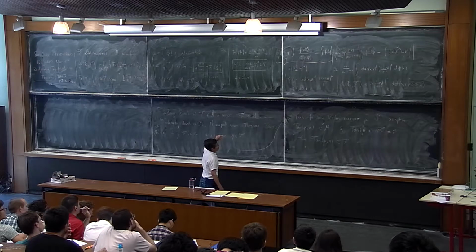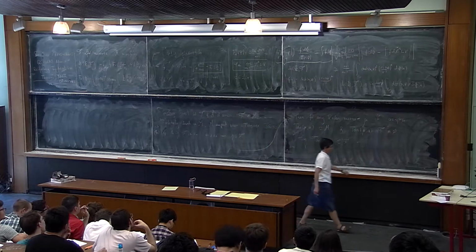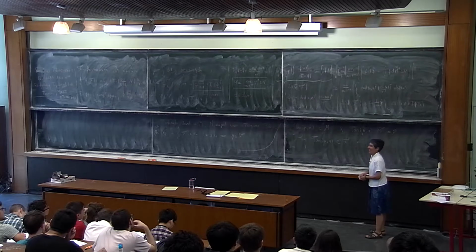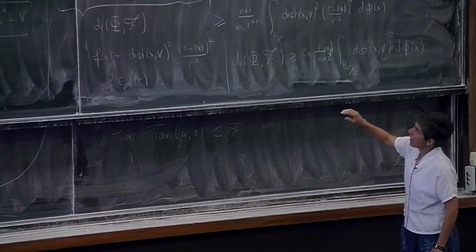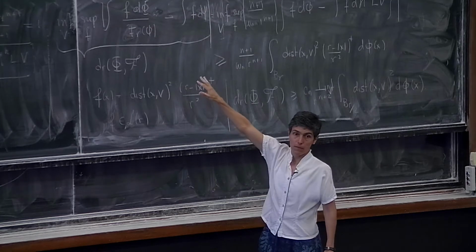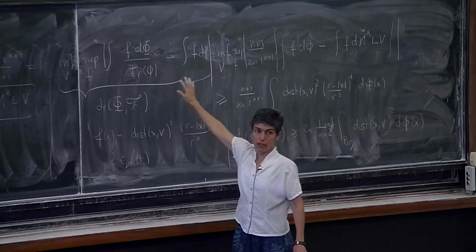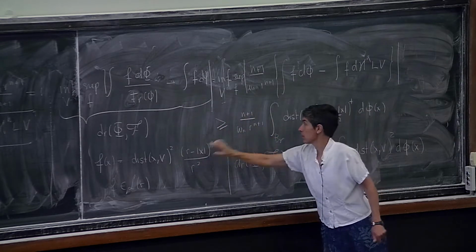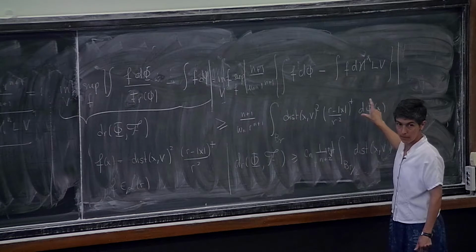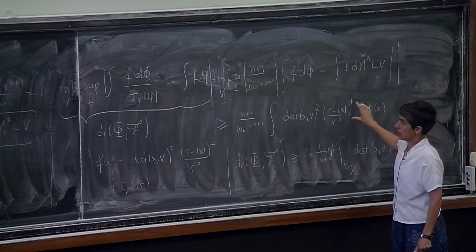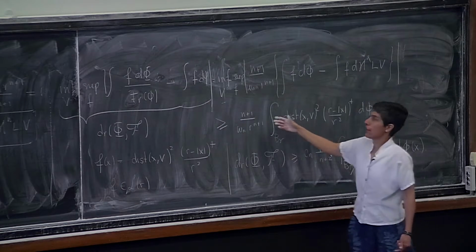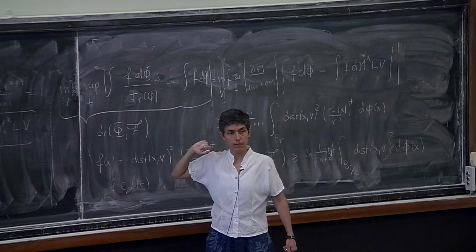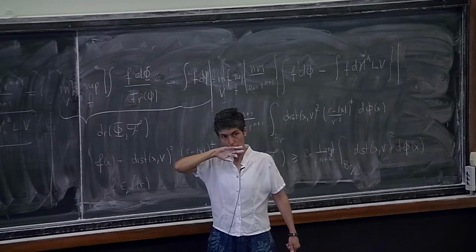So what I should have done, I was trying to save blackboard space, but clearly, what I should have done is, before I put the sup, I was just doing this computation here. So this computation, for this particular function f, gives this thing. Then I take the infimum, and then I can take the infimum here. Does that make sense? No, it's good.